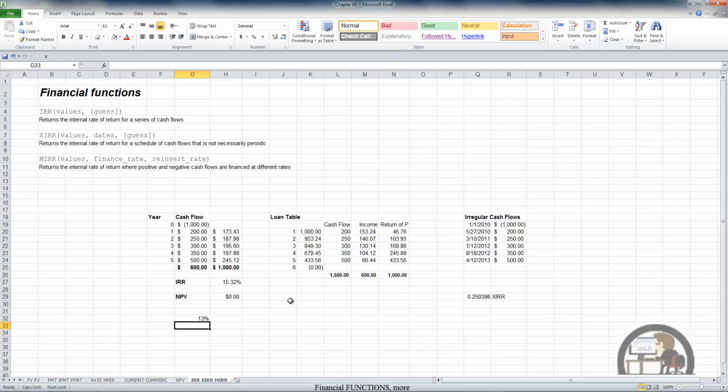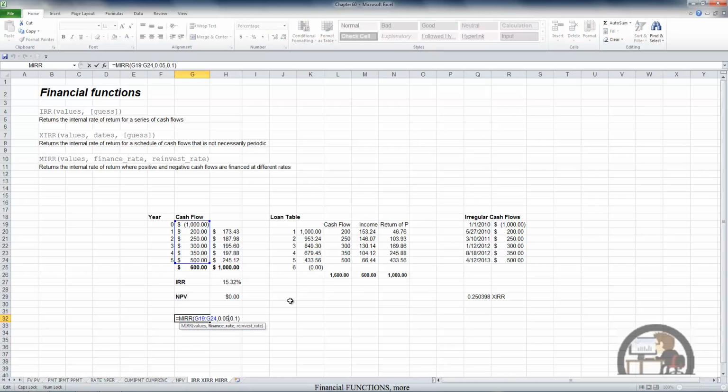The MIRR is probably a more accurate way to calculate a return on a series of cash flows because the internal rate of return assumes that the proceeds are reinvested at that rate, at the 15.32%. If you've got a highly productive or highly profitable project, that's probably not likely. And the other thing that the MIRR takes into account that the internal rate of return doesn't is the cost of capital. So I should be able to go back in here and change some of the values of these arguments.